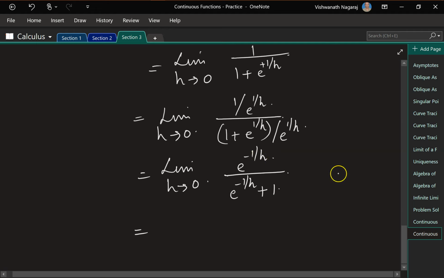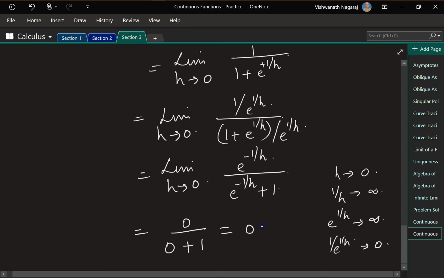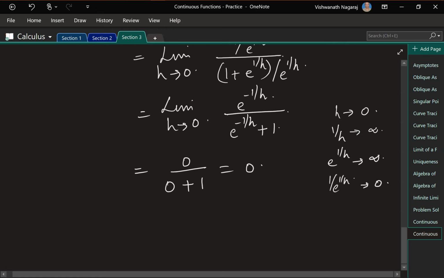So look at it like this. As h goes to 0, 1 by h goes to infinity, e to the power of 1 by h goes to infinity, but 1 by e to the power of 1 by h goes to 0. So this goes to 0 by 0 plus 1, which is equal to 0. Limits at infinity and infinite limits, you have to be very, very comfortable with that.